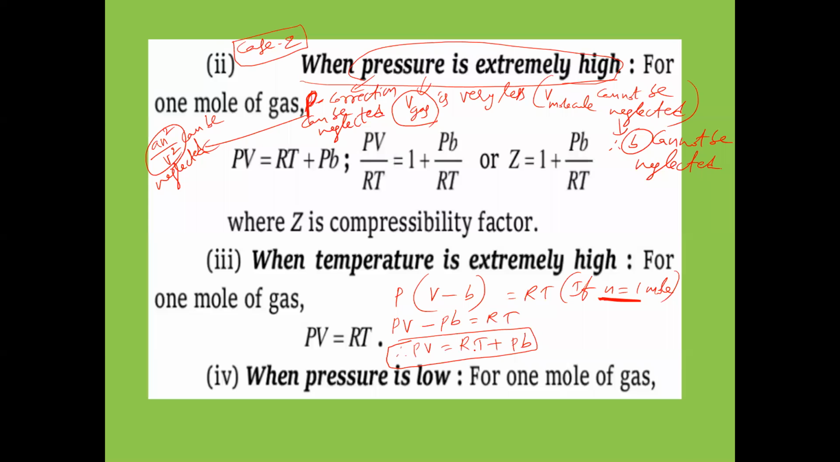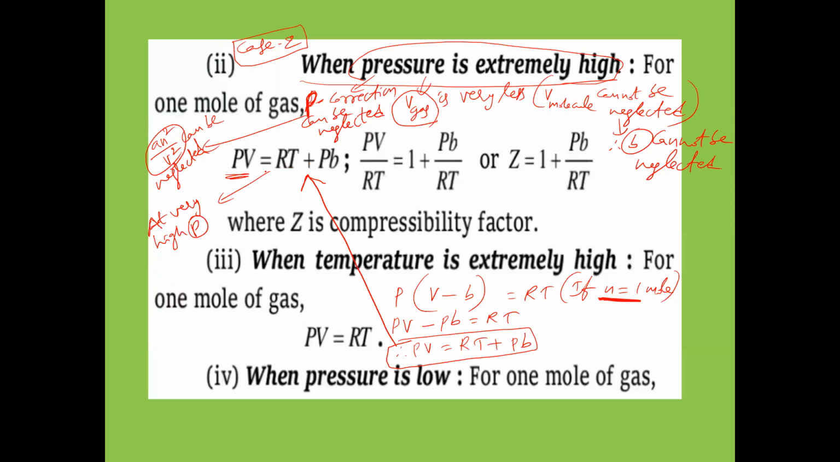So PV is equal to RT plus Pb. The same thing we have taken here. So PV is equal to RT plus Pb. Okay, at what condition? At extremely high pressure. When pressure is very high, this condition we are taking. At very high pressure, what we have to take? PV is equal to RT plus Pb.